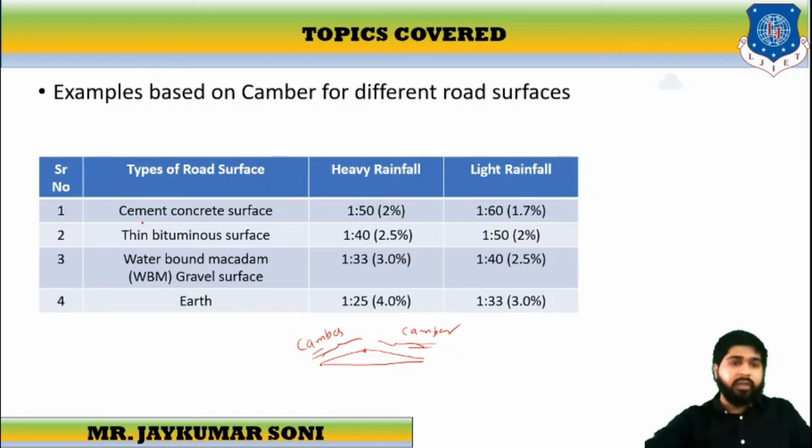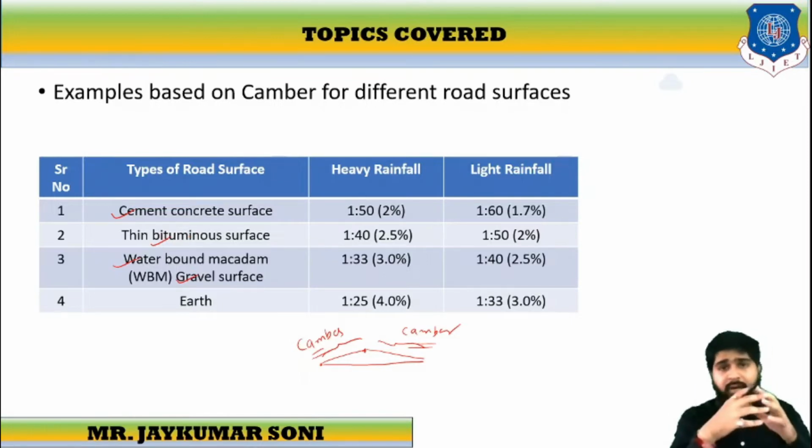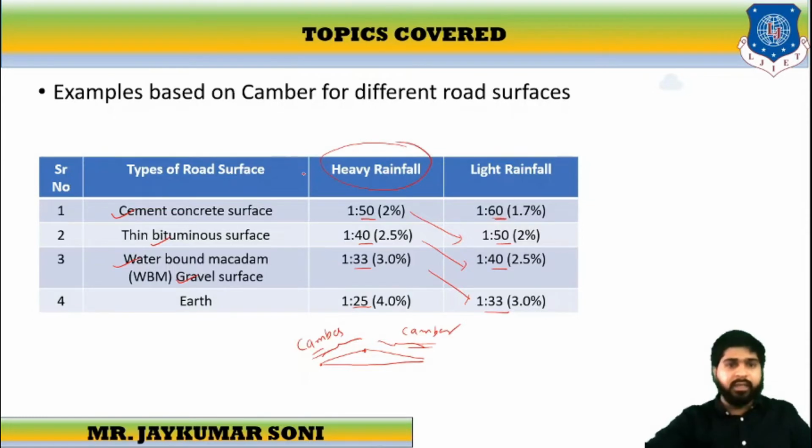There are four types of camber surfaces: C, B, W, and E. C stands for cement concrete road, B stands for bituminous road, W stands for water bound macadam or gravel roads, and E stands for earthen roads. This is the method to remember CBWE. C 50, 40, 33, 25, and here it will be 1 is to 60. If heavy rainfall is there and a cement surface is there, then we need to choose this. If light rainfall is there and WBM is there, then we need to choose this row. This is all about camber.